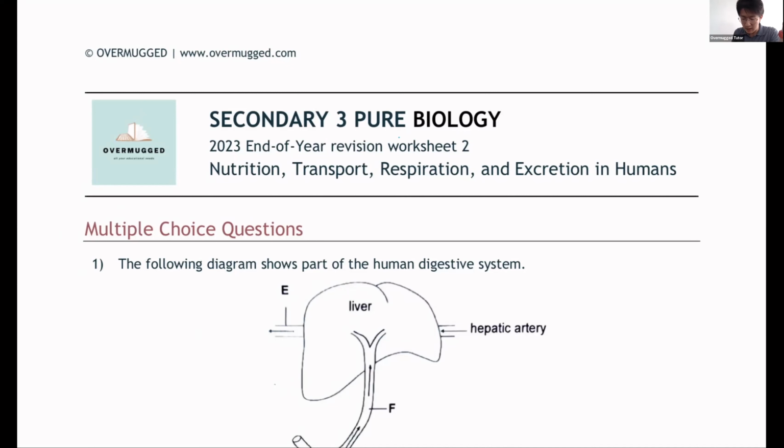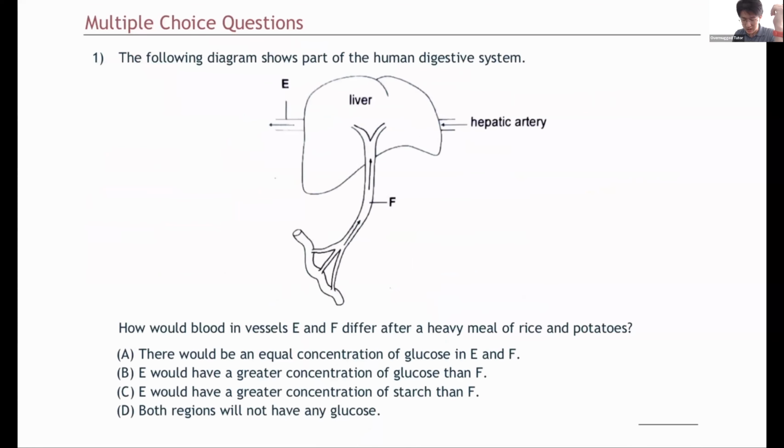For nutrition, transport, respiration, and excretion, the only topic that is brand new, never learned before, is excretion. But one thing that is common to all of them, other than being in humans, is the recurring concept I shared in the previous session. What is the recurring concept that I emphasize a lot? Movement of substances: your diffusion, your osmosis, your active transport. They are present in all four topics. So you really must have a good grasp of it, or you'll be struggling every single time you encounter these topics. Let's get that out of the way and make sure we are good with our movement of substances. Let's jump right in.